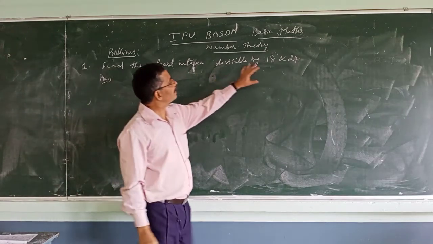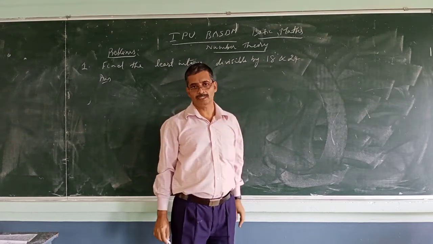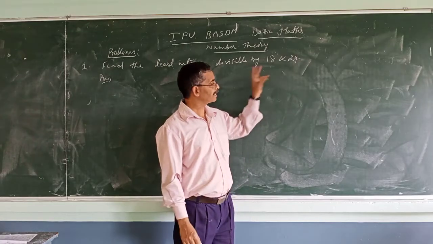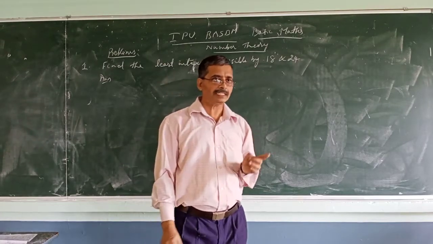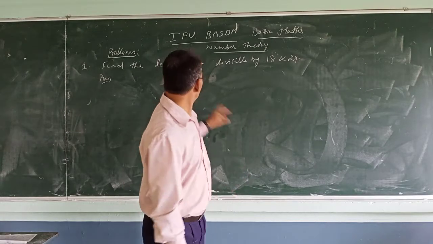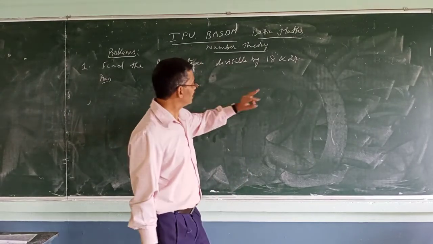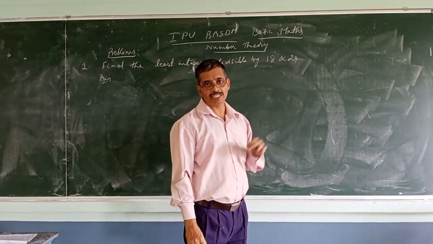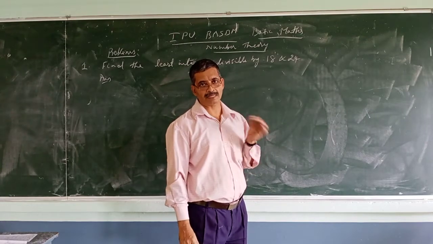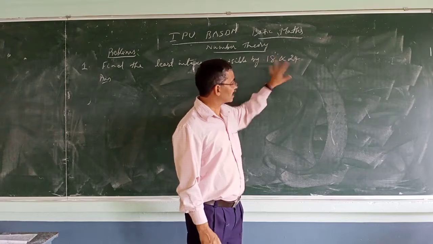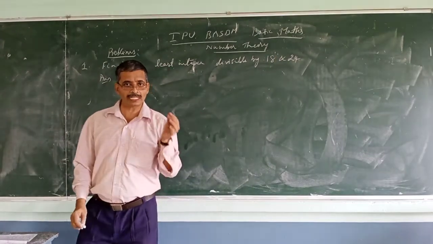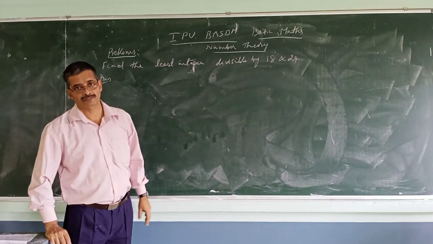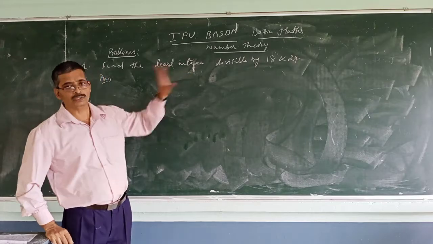The integer should be divisible by 18. It should also be divisible by 24. So the required number is a multiple of both 18 and 24. But it is given as the least integer divisible by 18 and 24. So what we will do here is take the LCM, least common multiple. It should be a multiple of both 18 and 24, but it should be the least one. So take the LCM here and you will get the solution.